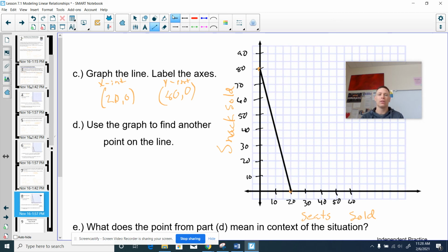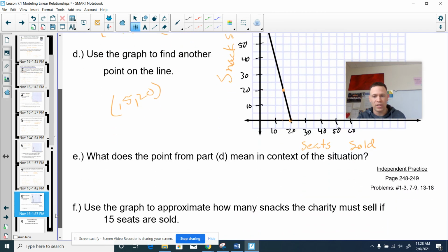And now I have to use the graph to find another point on the line. What does it look like? It looks like another point on the line is right about there. I'm going to find a different one. I'm going to find this one here. So it looks like this point is on the line. And that point is (15, 20). So it looks like (15, 20) is on the line.